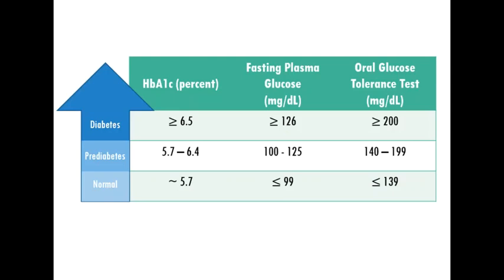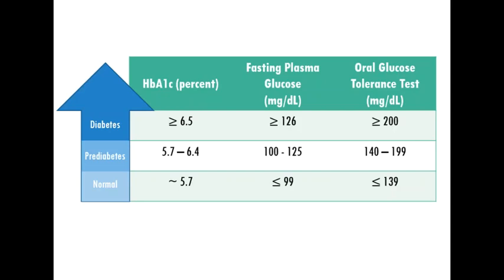So this table shows what are the diabetic levels, what are the pre-diabetic levels, and what are the normal levels. So if we look at the normal levels, HbA1c or the glycosylated hemoglobin level of approximately 5.7%, a fasting plasma glucose concentration of less than 99 milligram per deciliter, and OGTT showing less than 140 milligram per deciliter of glucose, the person is said to be normal.